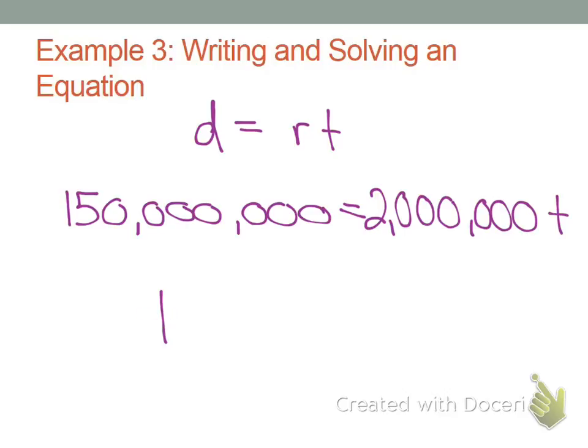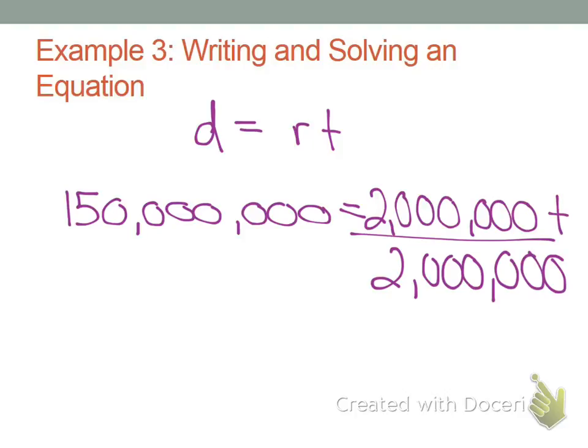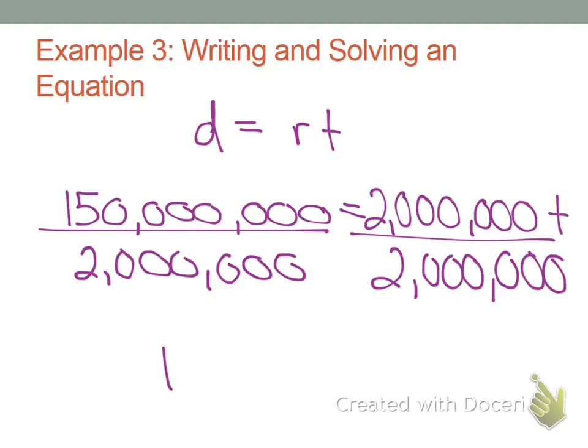T equals, wait, how do we solve for T? We've got this number connected to T. How do I get it to cancel? I need to divide. You like my division symbol? Okay, divide by 2 million. Are you showing this step on your notes? Mr. Andrew, are you? Yep. Good job. Divide by 2 million. And T equals 75 hours, which when you think about it, that's not very long at all.